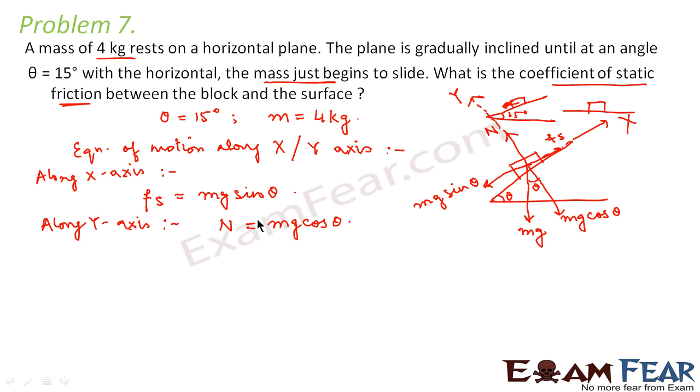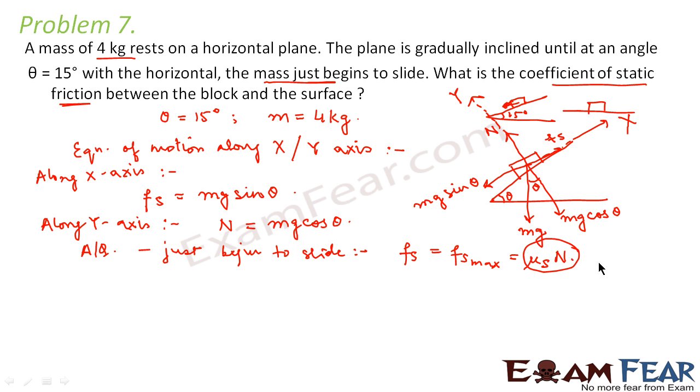Now, according to the question, the box just begins to slide. So this says that the value of Fs is the maximum value of Fs, which is equal to, what is the maximum value of Fs? It is mu s into n. This is the maximum value of Fs. So we will put this value in equation 1. So what do we get? We get mu s n is equal to mg sin theta.